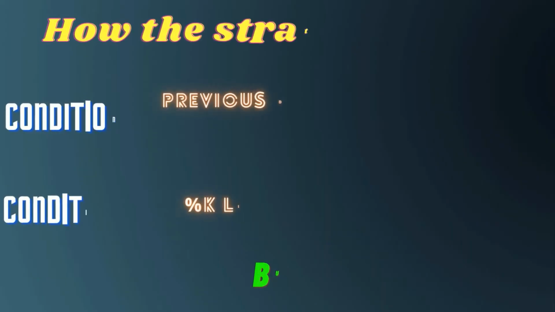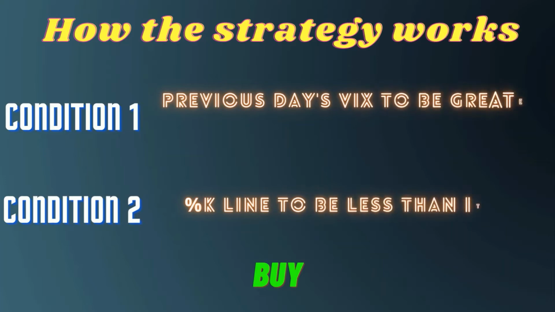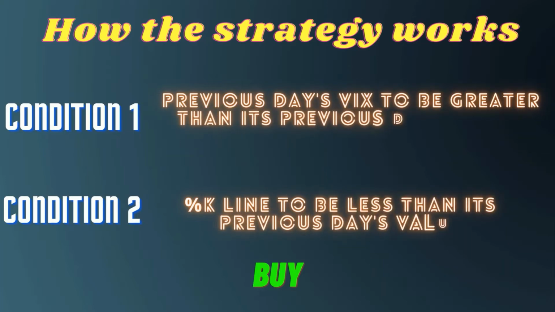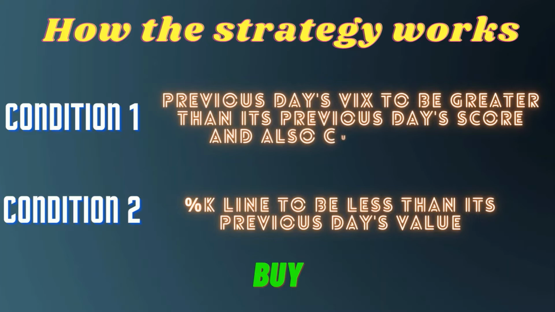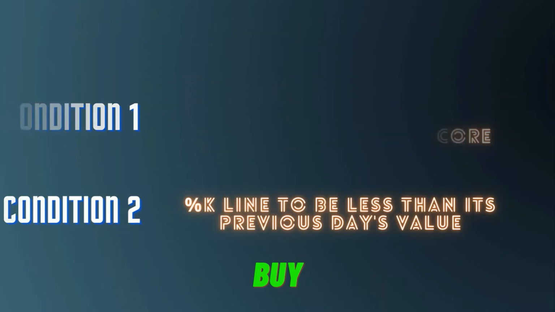Let's quickly understand how this strategy works. There are two conditions here. Condition 1 says that the previous day's VIX score has to be greater than its previous day's score and also the current score. Condition 2 says that %K line has to be less than its previous day's value. So when these two conditions are met, we go ahead and buy the stock.